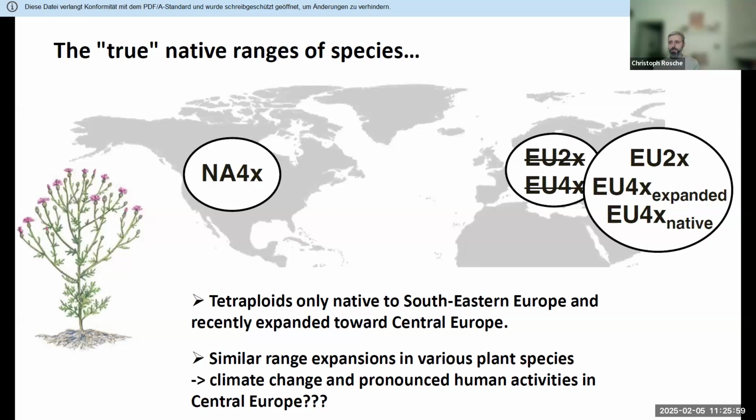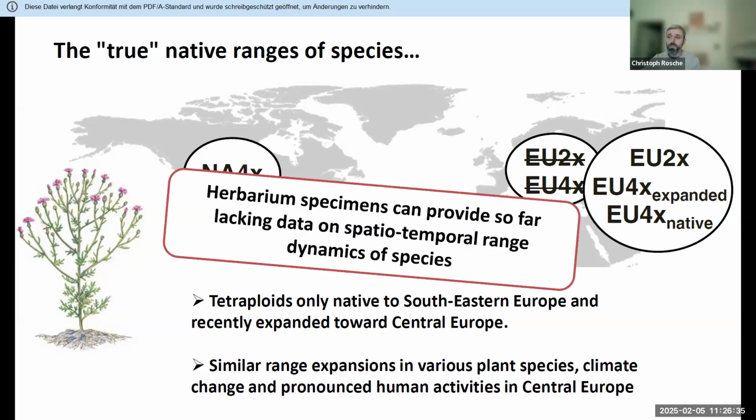Second, the issue with the true native ranges. So tetraploids are only native to southeastern Europe and expanded toward Central Europe, and similar range expansions have been proposed for various plant species. This pattern is possibly influenced by both climate change and pronounced human activities in Central Europe. However, we lack quantitative assessments on spatial temporal range shifts of species, and this hampers our ability to identify native range expansion, also the drivers behind these expansions. Yeah, and our study demonstrates that herbarium specimens actually can provide invaluable resources for so far lacking data on spatial temporal range dynamics of polyploid complexes.